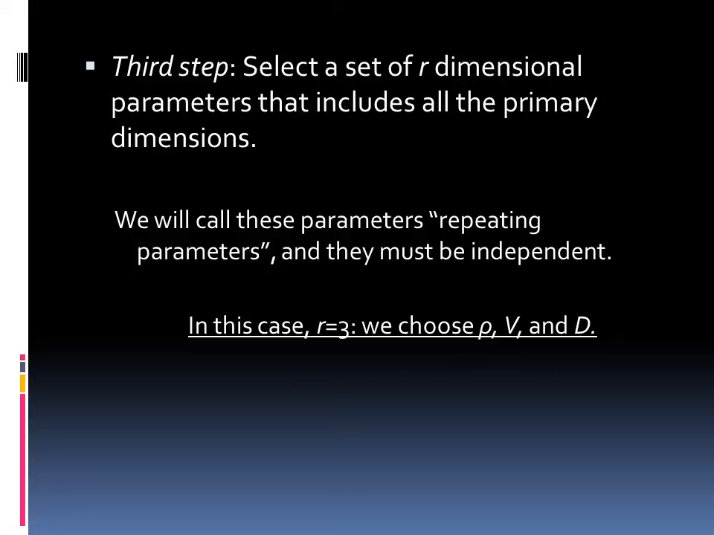In this case, r is equal to 3, so we can choose, for example, the density of the fluid, the velocity of the fluid, and the diameter of the pipe.